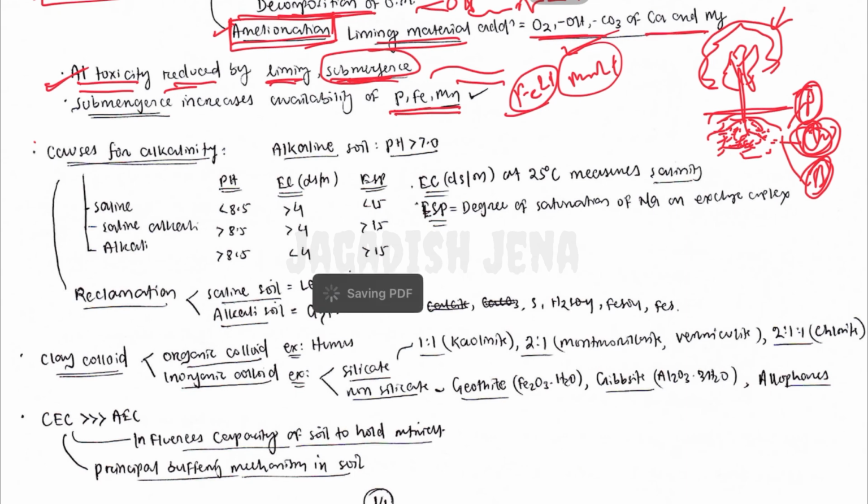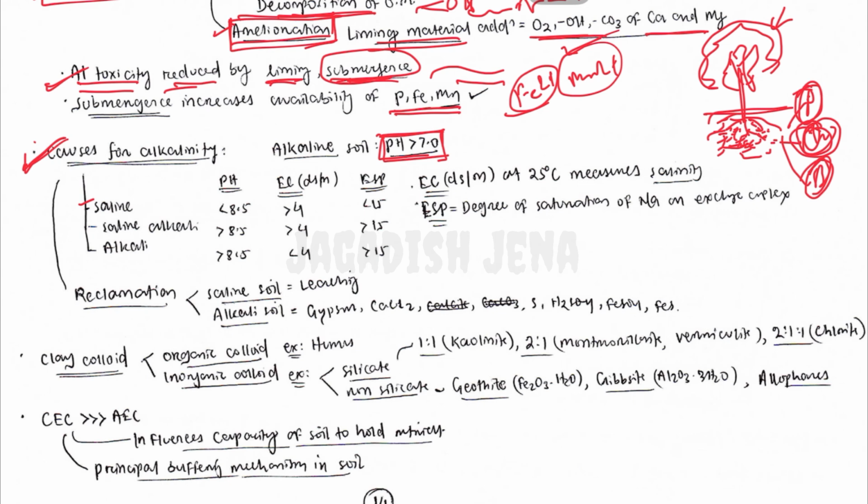Now, alkaline soil. What is alkaline soil and how to ameliorate it? Alkaline soil means if the pH of the soil is greater than 7, then we can call it alkaline soil. There are different types of alkaline soil, like saline soil.